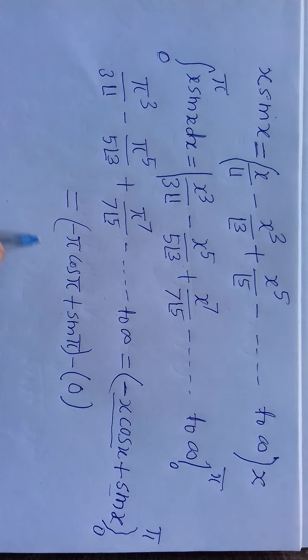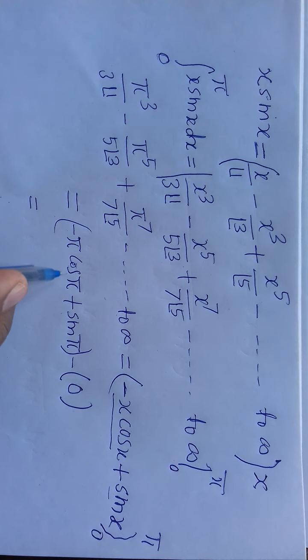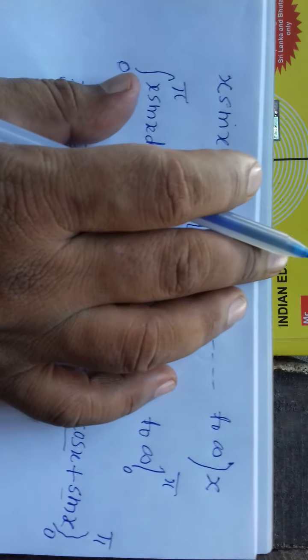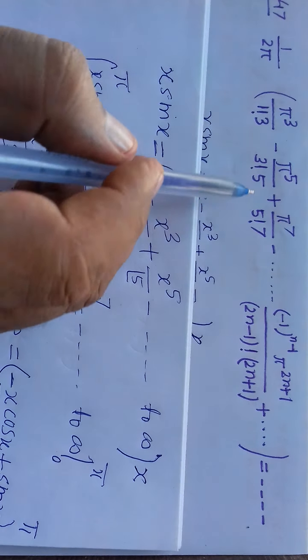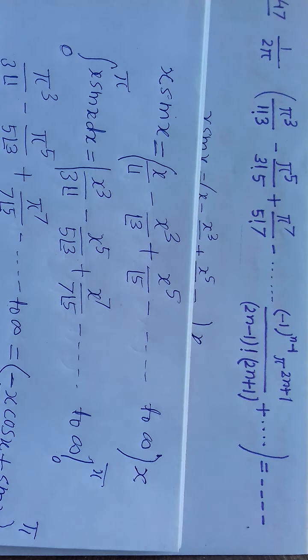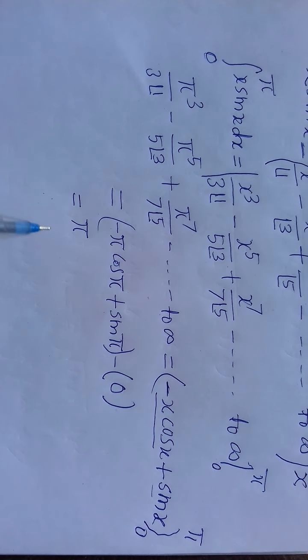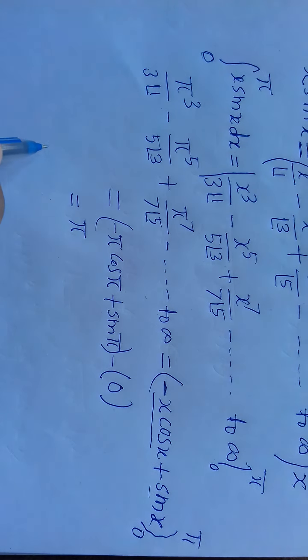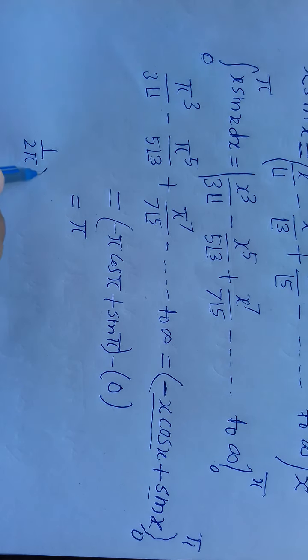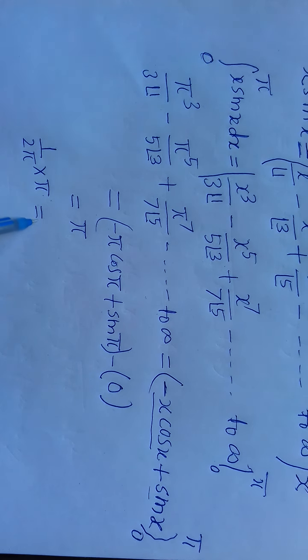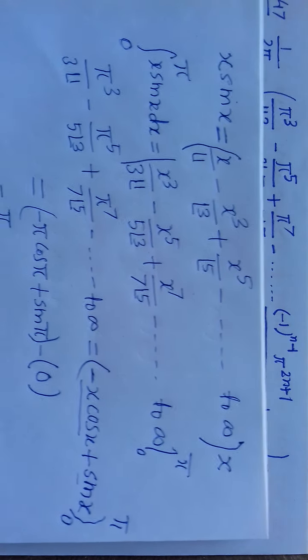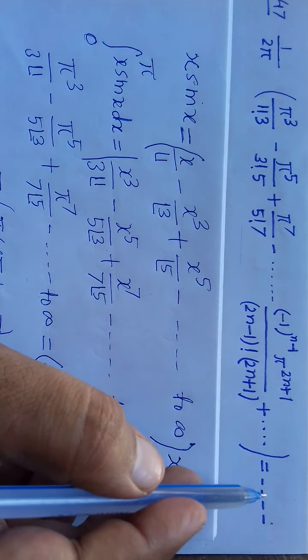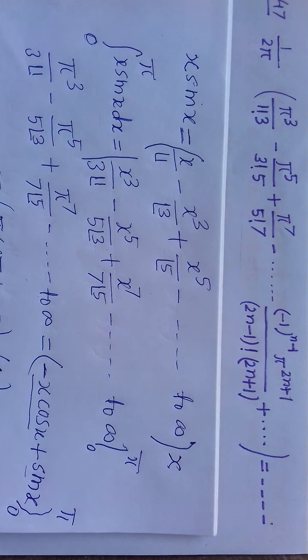Now the value of this thing will be pi, but here, in the question you see, we have to multiply this series with 1 by 2 pi. So we have to multiply this value with 1 by 2 pi. So we have 0.5. So 0.5 is the right answer, which should be put here. So this is the answer.